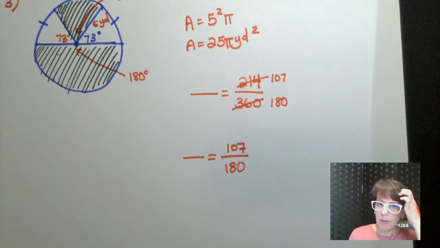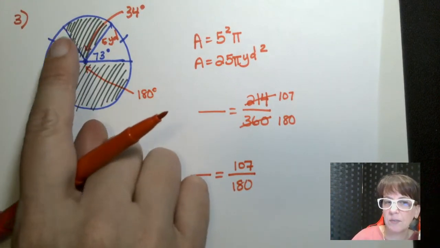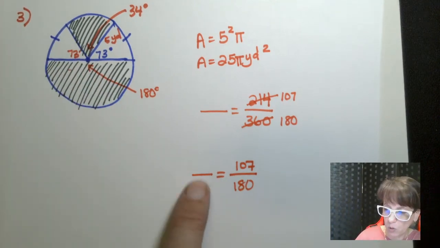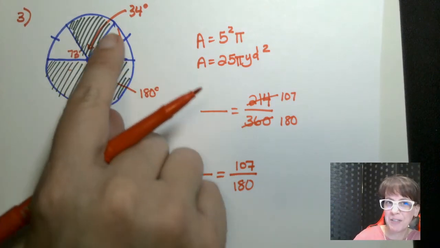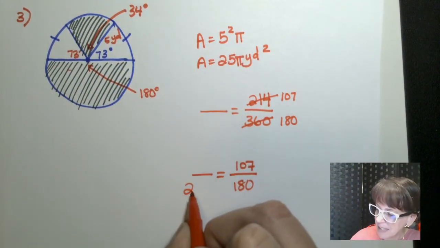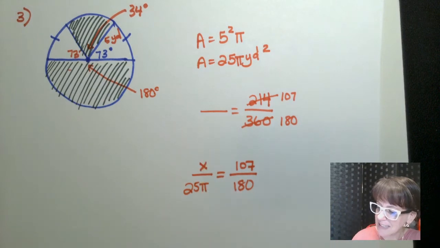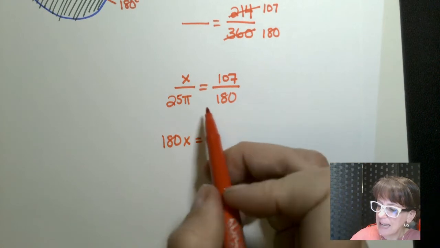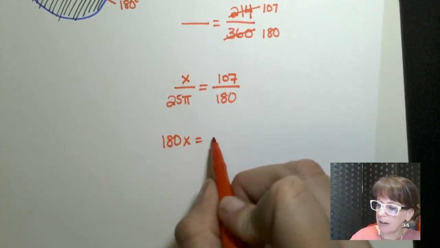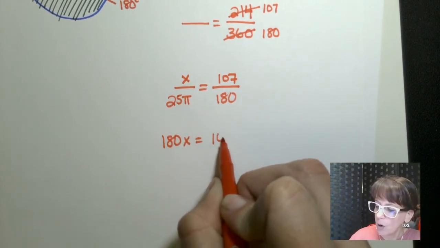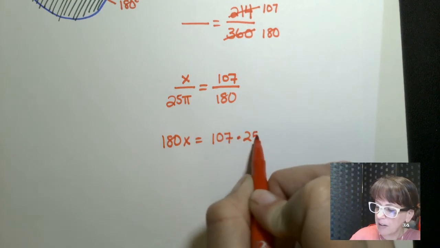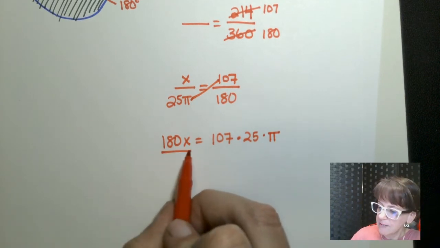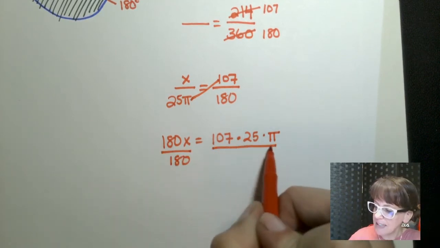Okay, so now we want the part of the circle that is shaded. And we have our whole circumference, or I'm sorry, not circumference, our whole area to be 25 pi. So we have 25 pi, and this is x. So we can cross multiply. 180x equals, and now I'm not going to multiply 107 by 25 because I want to show you this, but it is 107 times 25 times pi, right? We're multiplying all those things together. Divide this by 180 and divide this by 180.